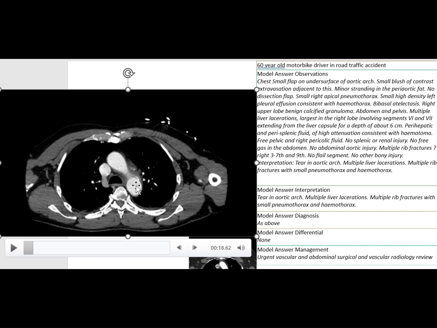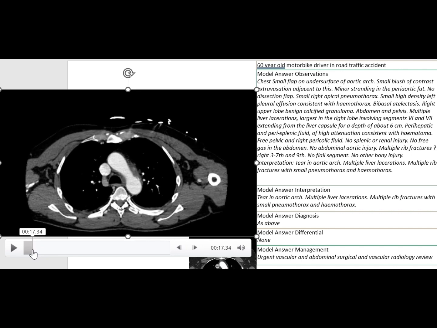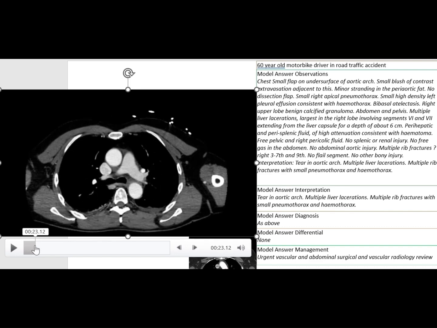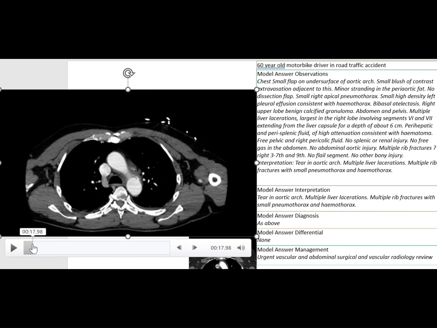This is an intimal flap, a small intimal flap, and it's continuous here. So there is a small intimal flap on the undersurface of the aortic arch, with small blush of extravasation of contrast. A small blush of contrast extravasation.